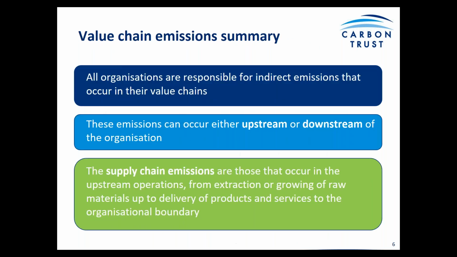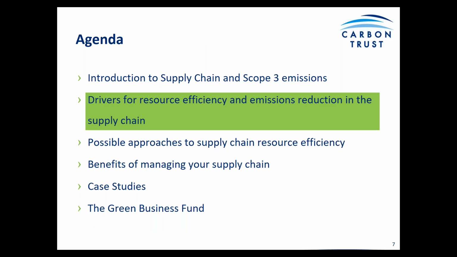So, in summary, the key points about the value chain's emissions are the following. All organizations are responsible for indirect emissions that occur up and down the value chain. They can be upstream or downstream. And the supply chain emissions are those that occur in the upstream operations, from extraction and growing of raw materials up to delivery of products and services to the organizational boundary. So next, I'd like to look into why companies are focusing on resource efficiency and emission reduction in their supply chains.